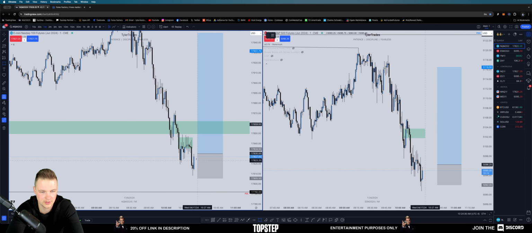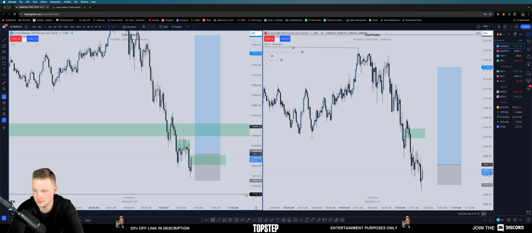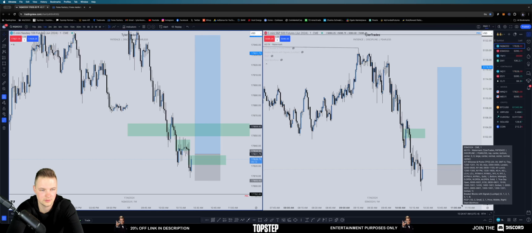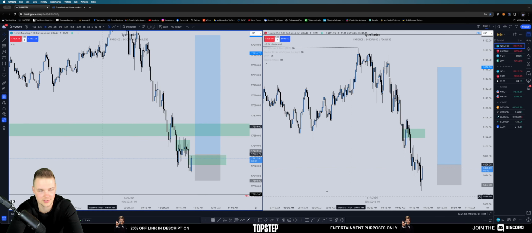ES just filled the opening range gap. Let's go. I think NQ filled the opening range gap a long time ago, didn't it? When I checked earlier, it didn't look very big. Let me see. Oh yeah, that thing's been filled. That thing's overfilled.